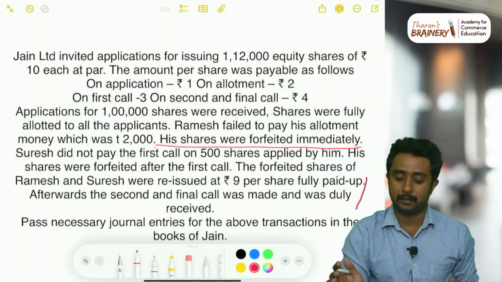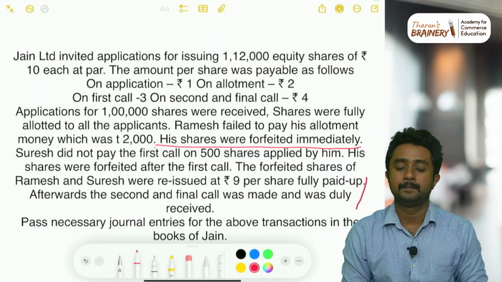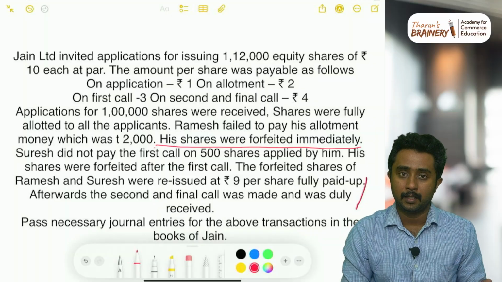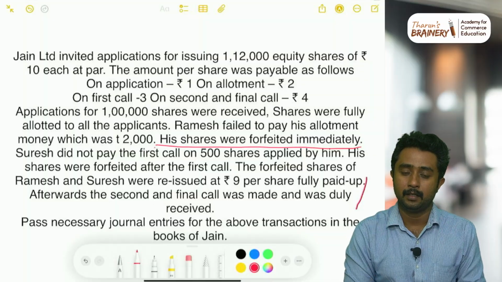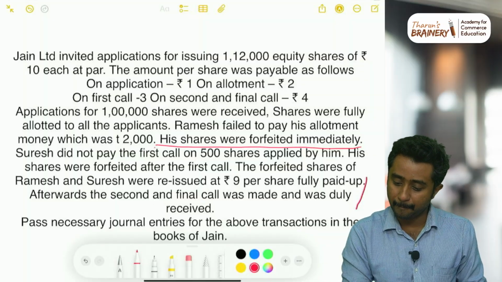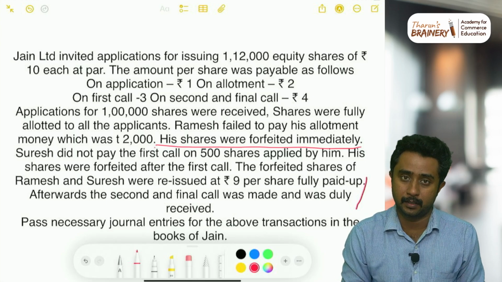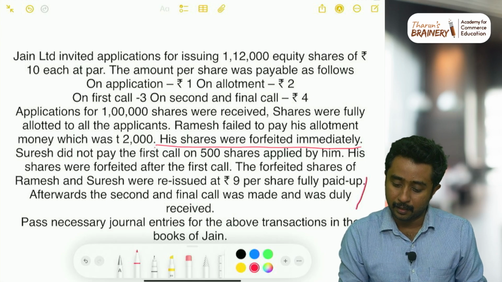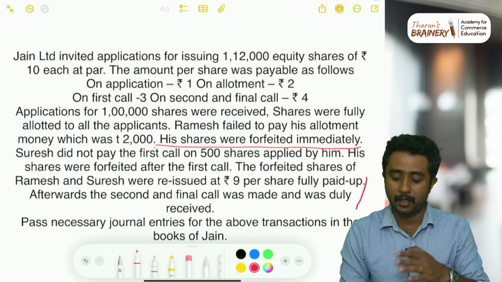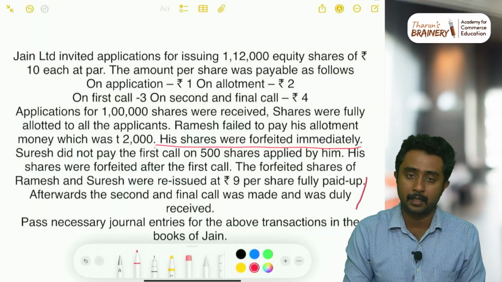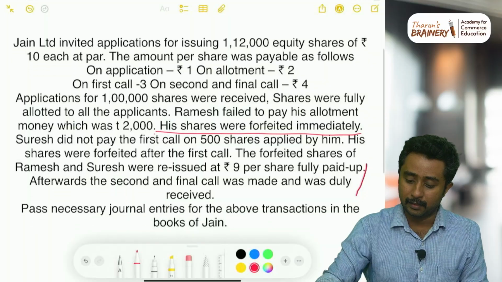So the topic is like this. First, after allotment, because of the non-payment of a certain amount, we are cancelling the shares of Ramesh. Then we proceed with the next installment, the first call. Suresh didn't pay, and Suresh's shares were forfeited after the first call. So after that installment we are cancelling Suresh's shares. Again they are reissuing the shares of Ramesh and Suresh at rupees 9 per share. After reissuing, they continued with the second and final call, and they got the amount for it. This is the question, and this is the reason why we are doing this sum. So let us see how it is done.